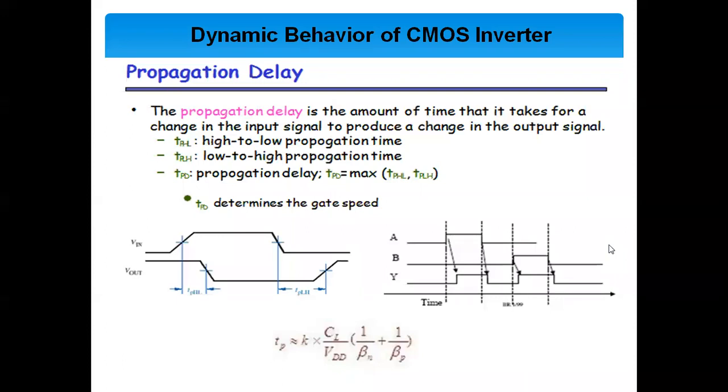Max of this high to low or low to high will be the total propagation delay, that is TPD, right? And this TPD determines the gate speed, right?